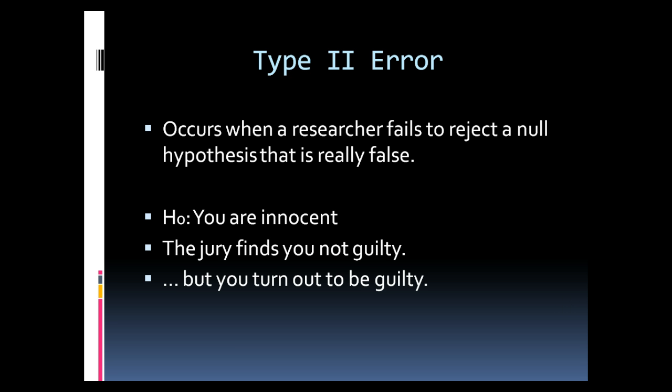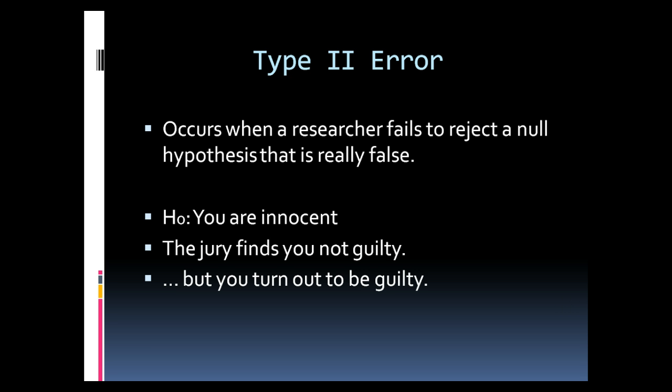So another example would be, say, you're innocent. That's the null hypothesis in our criminal justice system in the U.S., that you are innocent until proven guilty. But the jury finds you not guilty. They say, oh, yeah, you're not guilty. But uh-oh, you actually did murder your boyfriend or whatever, spouse.